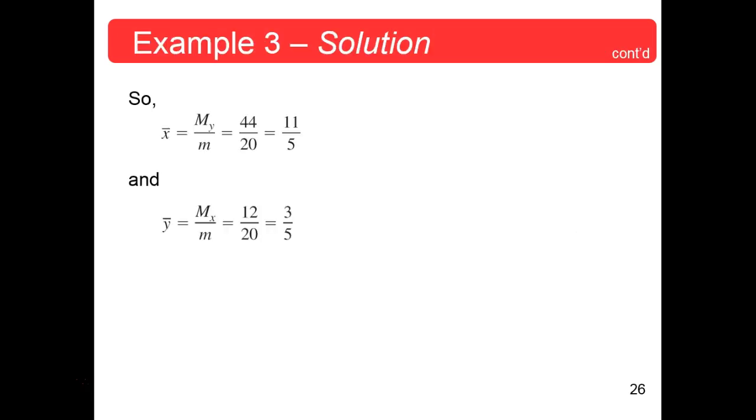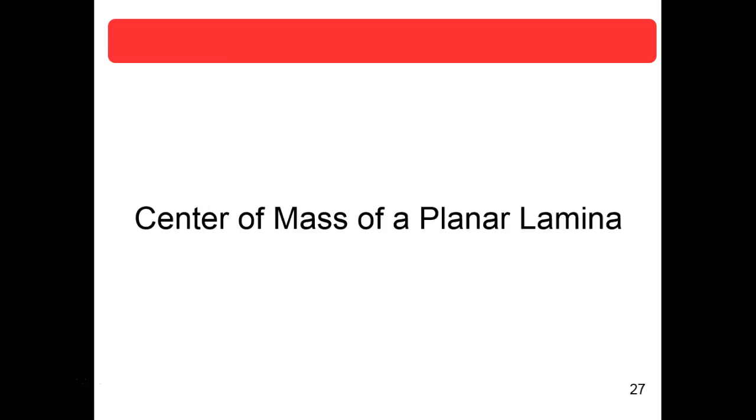And then when you divide them, 44/20 is 11/5, or 2.2, and the y bar is 12/20, which is 3/5. So it's 11/5, 3/5, or 2.2, 0.6. Okay, and amazingly, that's where they stop in the slideshow.